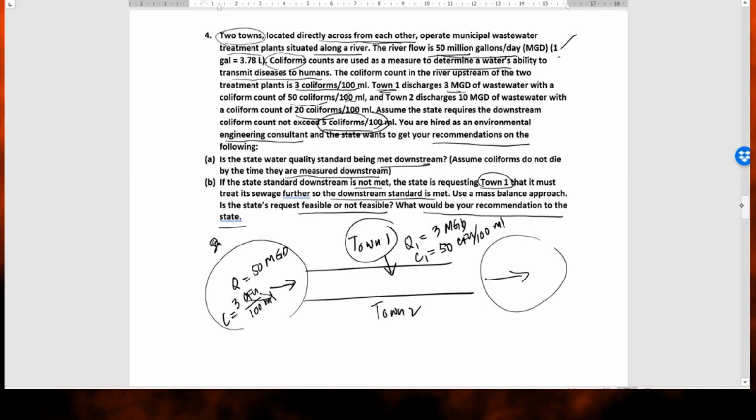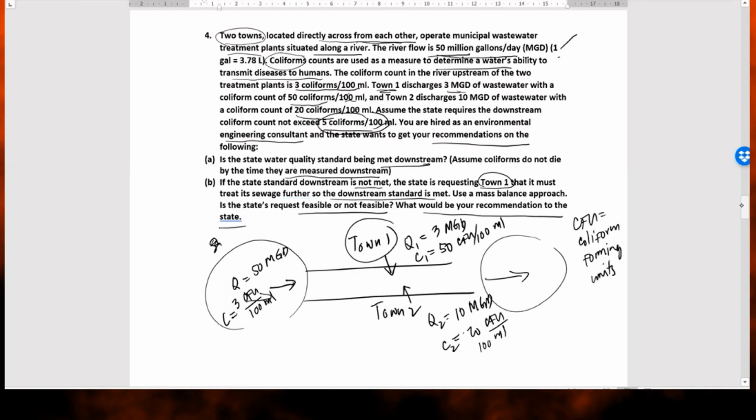And then Town 2. There's Town 2 here, so Q2 is 10 mgd, and C2 is 20 CFU per 100 ml. CFU stands for coliform forming units. That's the unit.